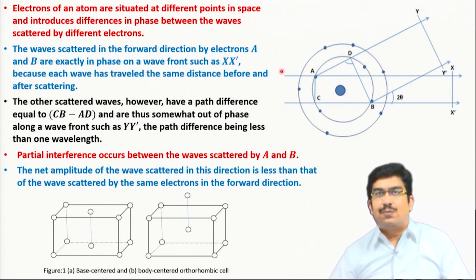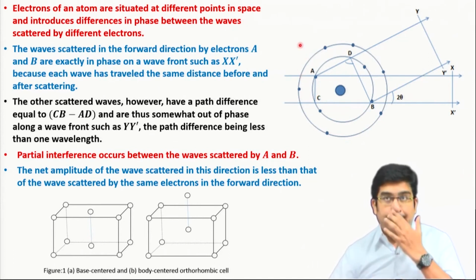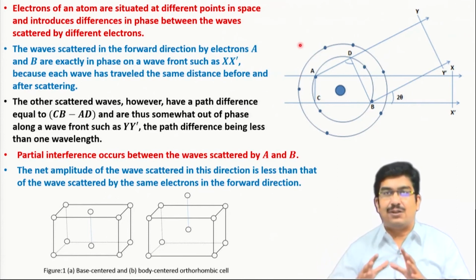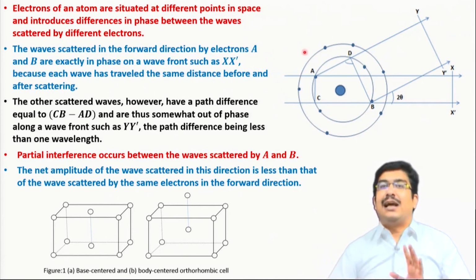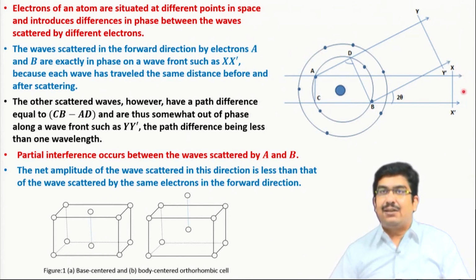These waves have traveled the same entire distance, before and after scattering. This wave here has traveled less before scattering and more after scattering. This one here has traveled more before scattering and less after scattering, but overall the entire distance is the same in the forward direction. That is why they are in phase. We know that phase is related to the path difference. Here there is no path difference and the phase is the same. If we add them up, their amplitudes will simply be added, that is it.